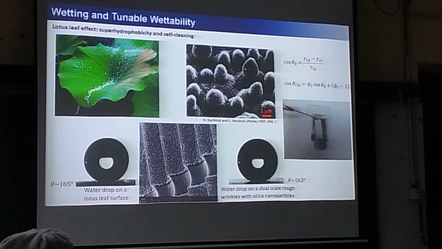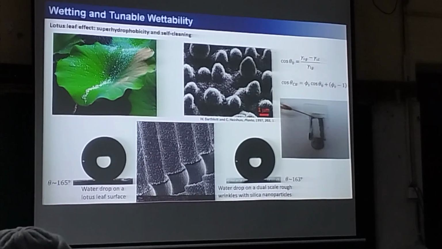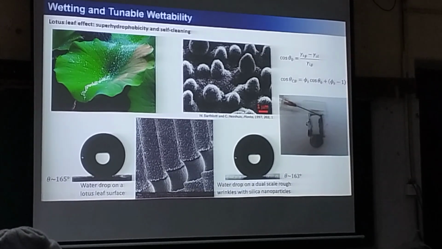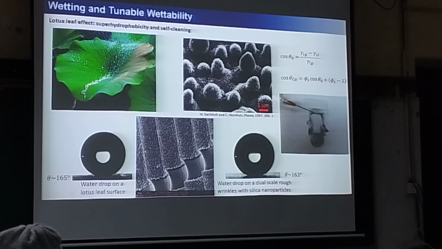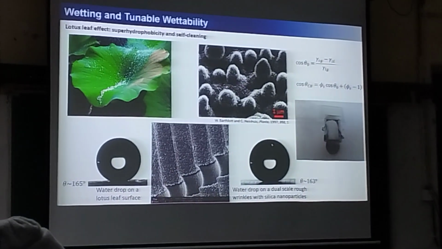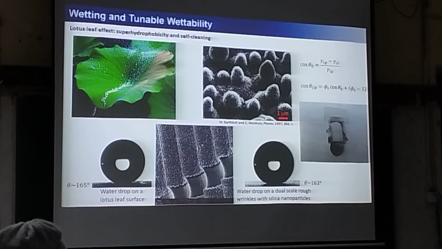So what is this material? These are PDMS patterns, micron size patterns, and on top of it there are silica nanoparticles. So how are they forming a bigger type? Oh, these are wrinkles. I'll come to that.